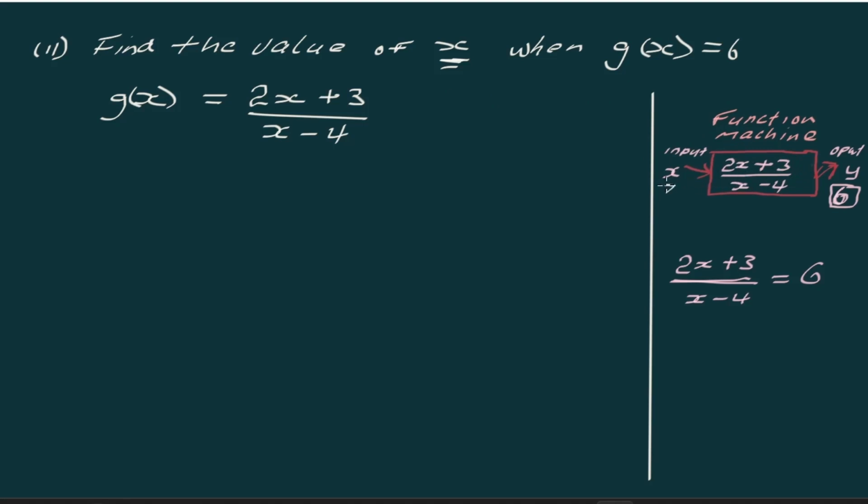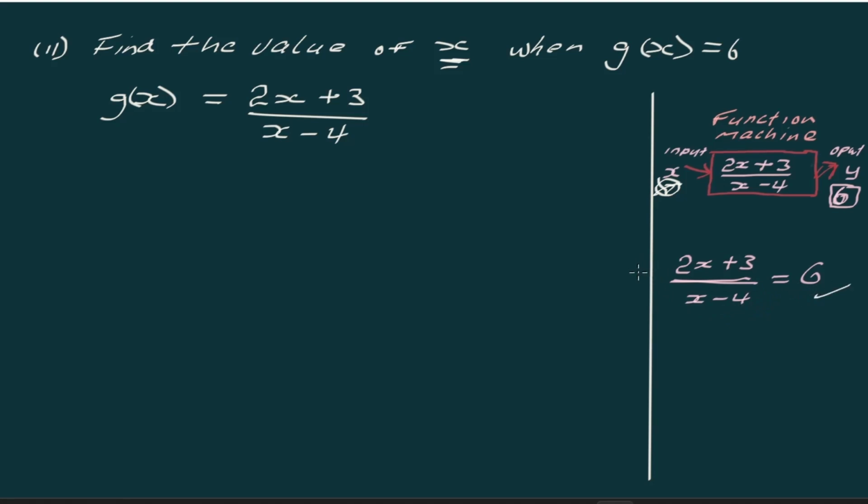If x is 7, as in the previous question, when x was 7, we inputted 7 in the function and we got an output of 17 over 3. However, in this case, we do not have an input into the function, but we are given the output. Because what they're saying is that g of x equals 6, which means the function gives an output of 6. So we have to restate the question as 2x plus 3 all over x minus 4 equals 6, because they give us the output.